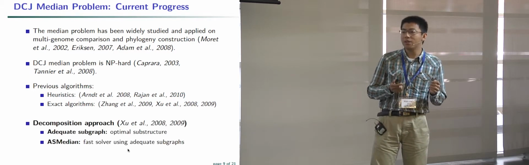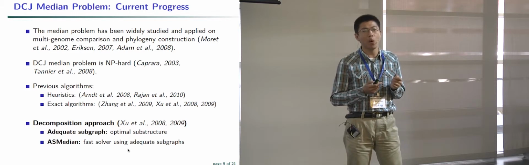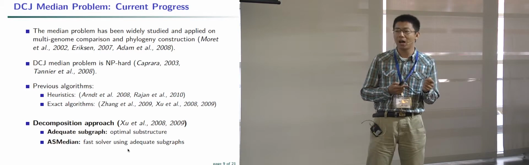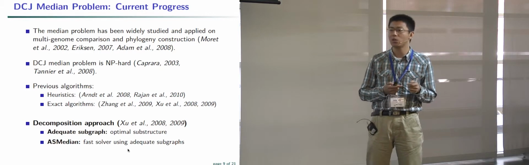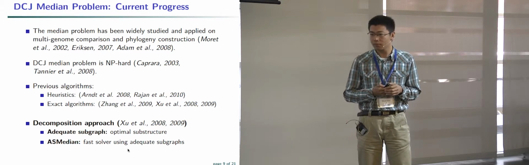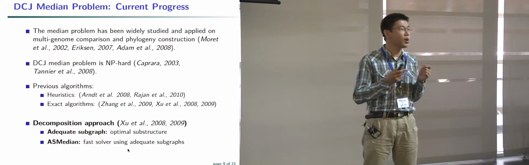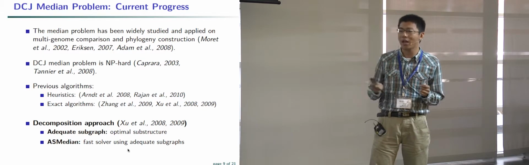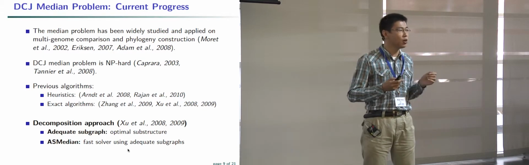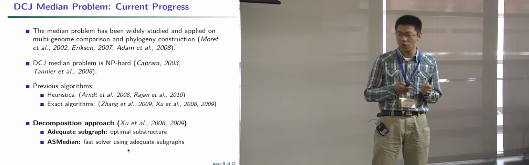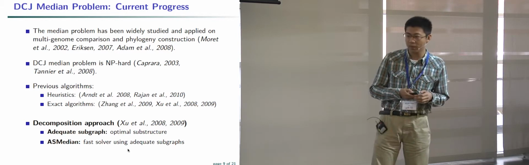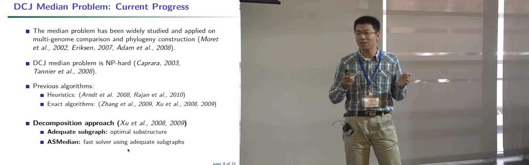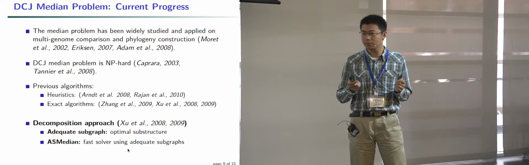Among these exact algorithms, one of the very promising works was done by Xu in 2008 and 2009. He deeply studied the structure of the problem and found an optimal substructure called adequate subgraph. He also implemented a fast solver using adequate subgraphs. So let's see the details.